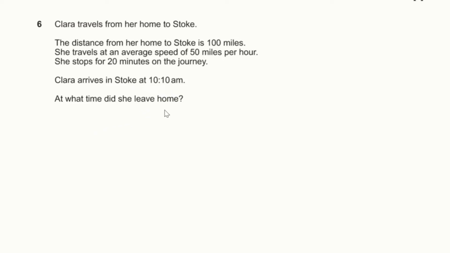Well, here we have to essentially work backwards. What we need to do is find out the time it takes from Stoke to home. So we need to find the time. We've got the distance, we've got the speed. So this is equal to 100 miles divided by 50 miles per hour.